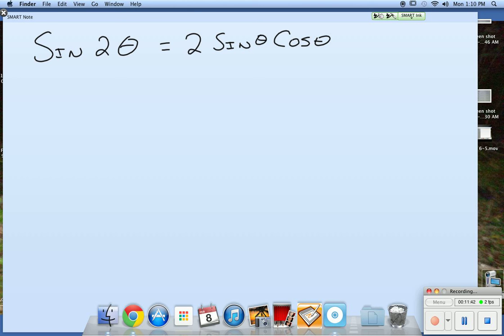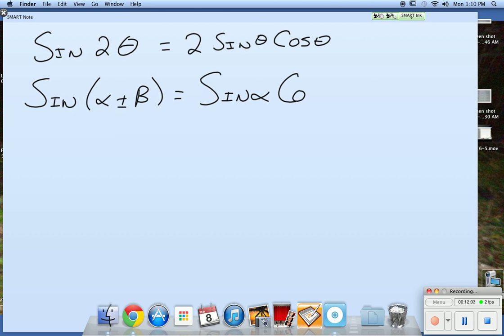Do you guys remember when you had 2 separate angles? If I was going to do this, sine of theta plus or minus beta, what did that equation look like? Remember that? This would be sine of theta cosine beta plus or minus, well, this is going to be on your test, cosine of theta sine of beta.